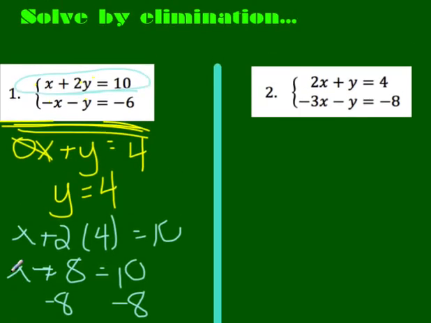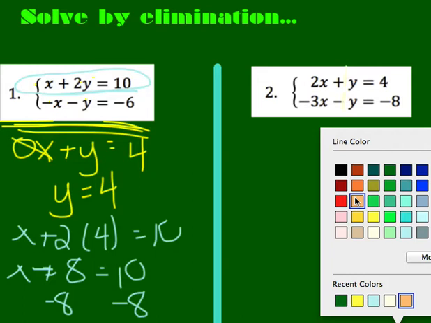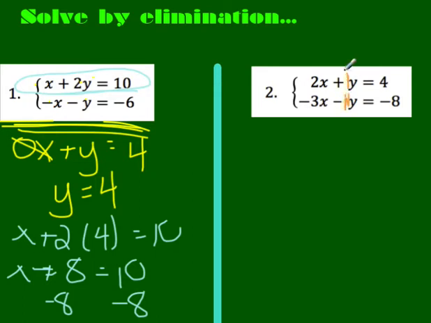Let's take a look at number 2. So for number 2, again, we want to make sure we have something with the same coefficient and opposite signs. So I notice that y both have a coefficient of 1. One has a positive sign, one has a negative sign. So that means we can go ahead and use elimination. 2x minus 3x is going to be negative x. y minus y is going to cancel. 4 minus 8 is going to be a negative 4.